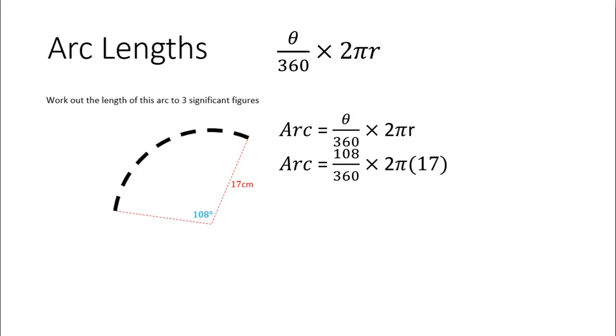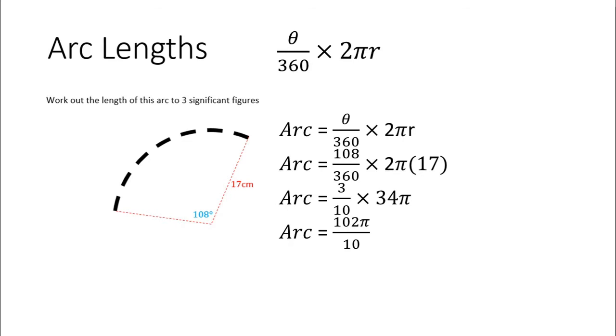Now we can simplify both the fraction, and the 2 pi times 17 is the same thing as 2 times 17 times pi. When it's all being multiplied, the order does not matter. So let's simplify that. 108 over 360 simplifies down to 3 over 10, and 2 times pi times 17 simplifies to simply 34 times pi. The 2 times 17 makes 34. Now, 3 times 34 pi gives us 102 pi over 10. The denominator does not change, and this right here is my exact answer still.